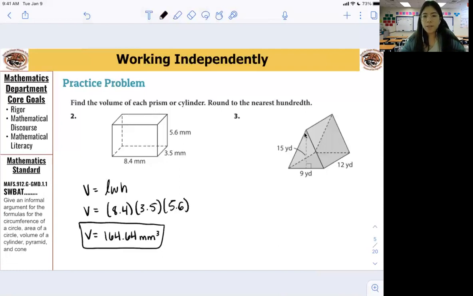All right, and then for this guy over here, which formula am I using? Good. So 1/2 times base times height times length. Which of these is the base? 9. Which one's my height? 15. And then the length is 12.